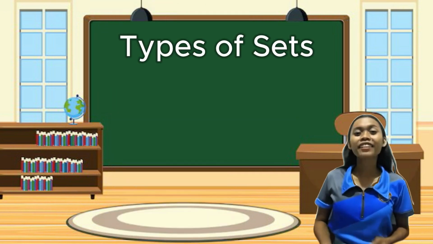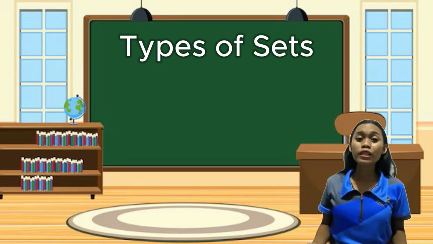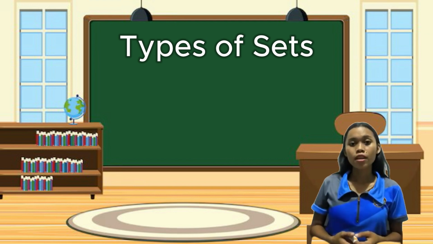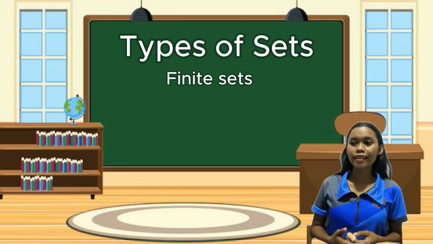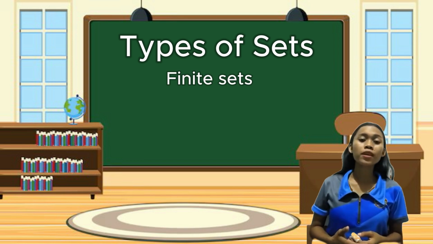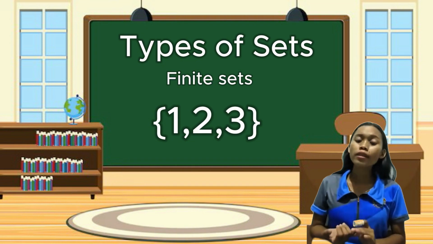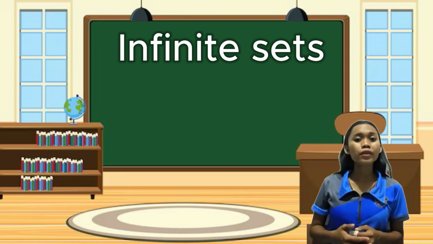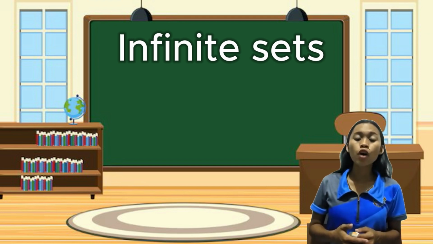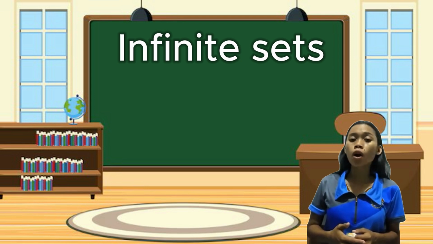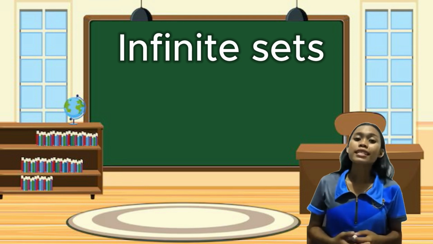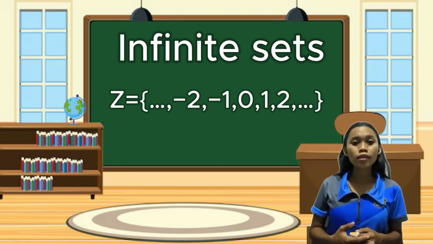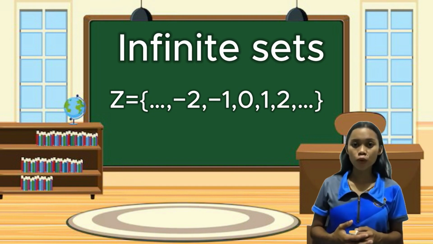And the next are the types of sets. Now let's talk about the different types of sets. There are several types. First is the finite set. A finite set contains a specific number of elements like 1, 2, and 3. The next type is the infinite set. An infinite set has an unlimited number of elements, such as the set of all integers. For example, Z is equal to negative 2, negative 1, 0, 1, 2, 3, and so on and so forth.